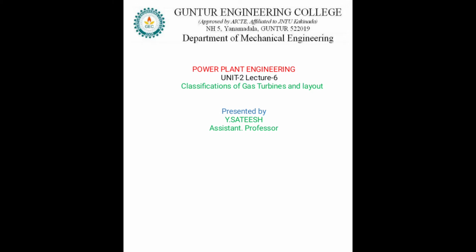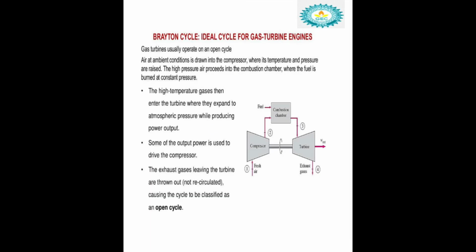Today, I would like to explain about different types of gas turbines. Gas turbines are mainly divided into two types. One is the open cycle gas turbine, and the second one is the closed cycle gas turbine. Let us discuss open cycle gas turbines. In gas turbines, the main components are the compressor, combustion chamber, and turbine.